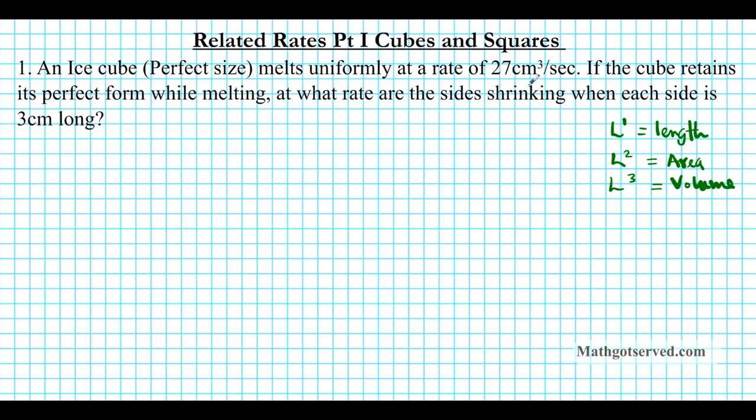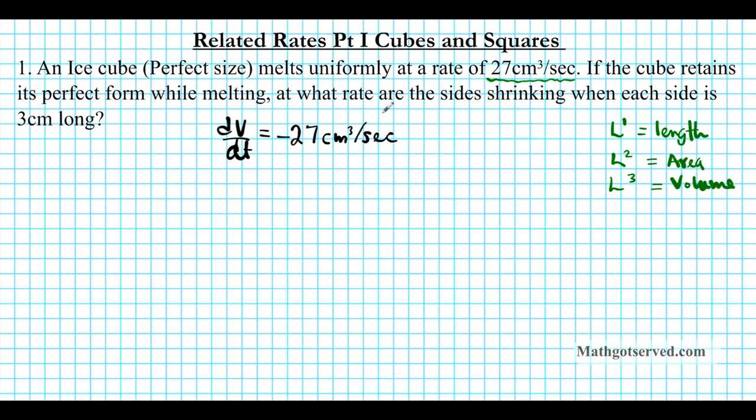So let's take a look at the different values that are provided and then see what we are looking for. First of all, this value right here, 27 centimeter cube per second: the 27 centimeter cube represents a volume and second represents time. Okay, so we know that dV/dt, the instantaneous change in volume, is equal to 27 centimeter cube per second. Now, since the cube is melting, the direction is going to be negative.